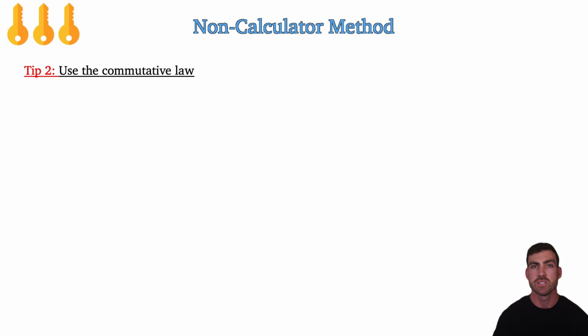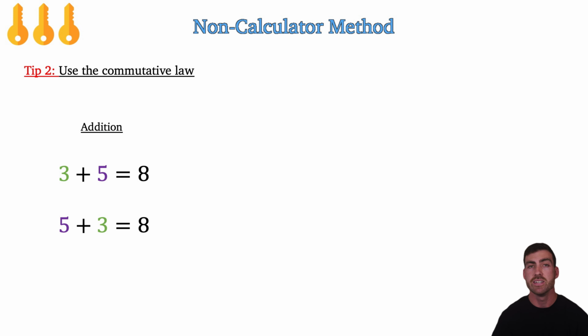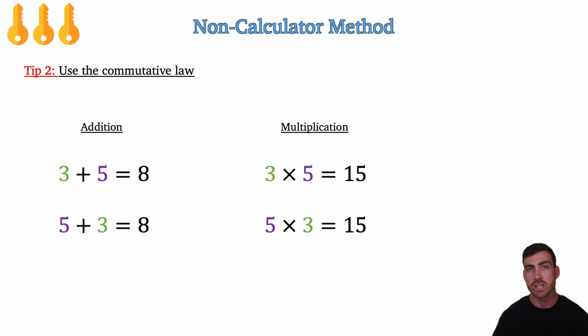Tip 2, the commutative law. But what happens when the percentage doesn't have a nice fraction? That's where tip number 2 becomes powerful. We use something called the commutative law. Now that sounds complicated, but you already use it. Addition is commutative. 3 plus 5 gives you the same answer as 5 plus 3. Multiplication works exactly the same way.